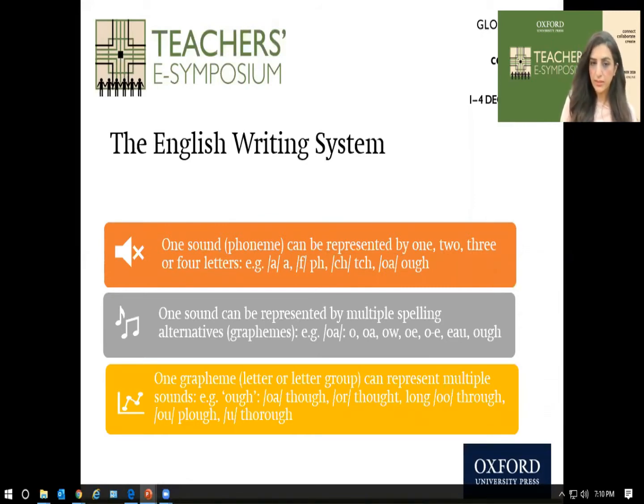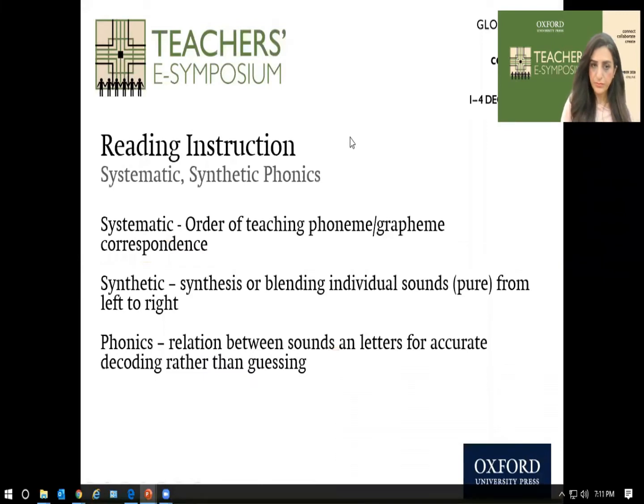Other complexities include that one sound can be represented by 1, 2, or 3 letters, or 4 letters in some cases. Then there are some sounds which are represented by multiple spelling alternatives, which we just discussed, the graphemes. And one grapheme or letter group can be represented by multiple sounds. So the O sound can be represented in all these different ways. So what does that mean for reading instruction? That makes reading instruction in English particularly challenging.